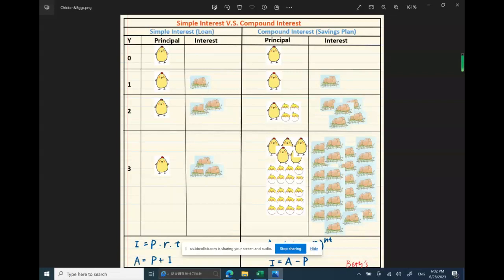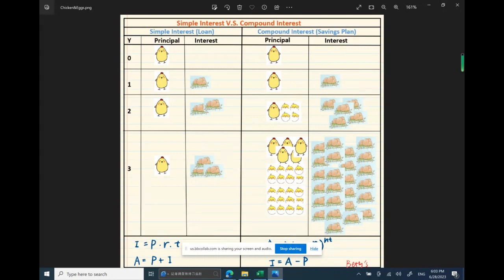The special thing about compound interest is your eggs are not going to stay as eggs. Instead, your eggs are going to turn into chickens and join in the principal group. So by the end of the first year, you have 4 eggs, but those eggs quickly become chickens. So the beginning of year 2, you will have 5 chickens.